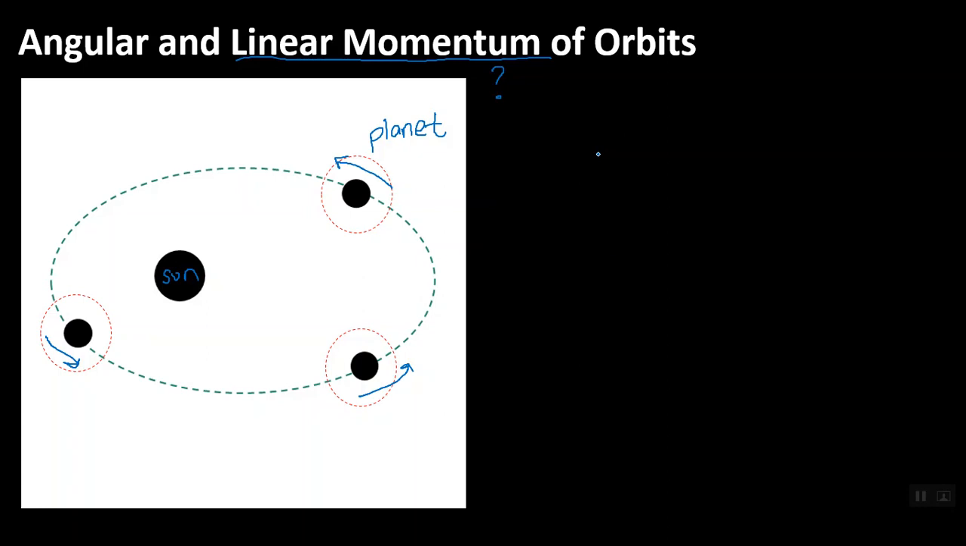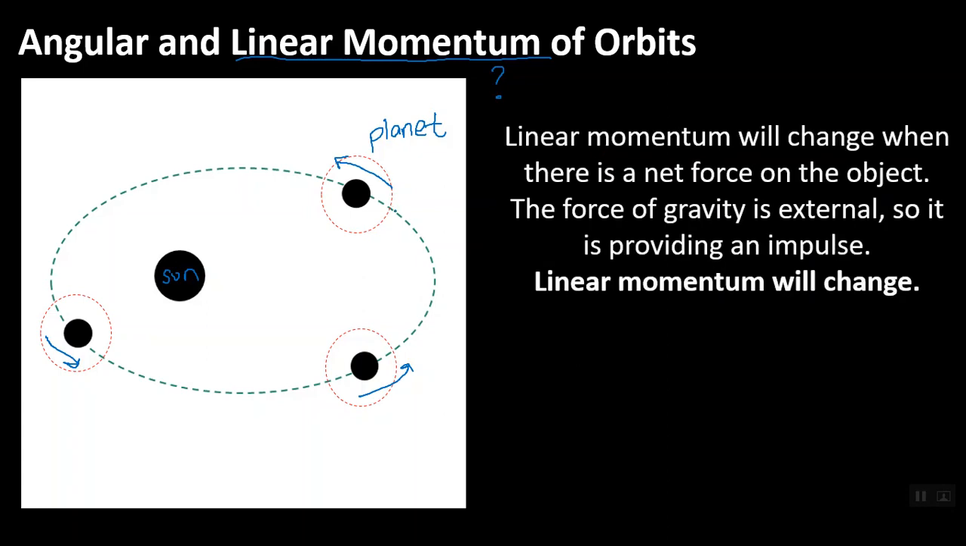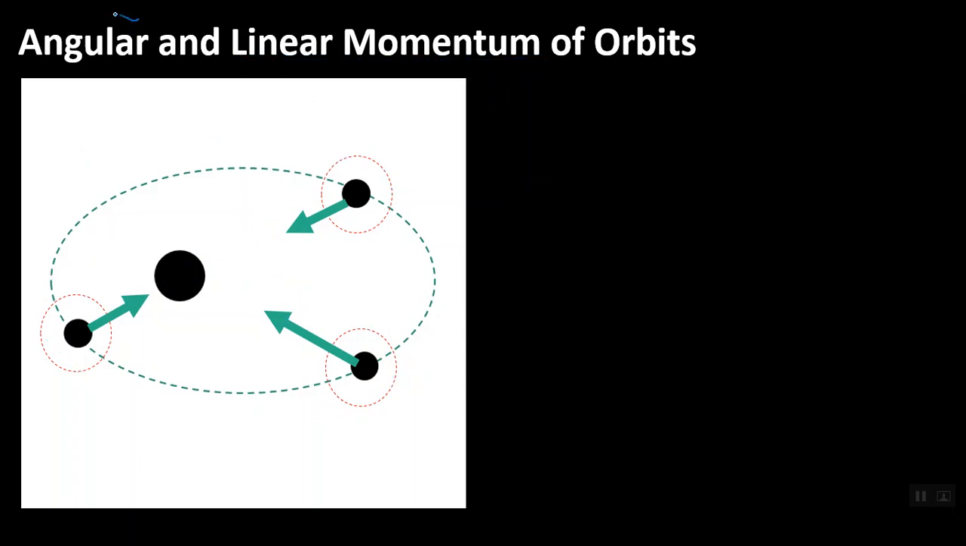Well, the linear momentum is going to change when there is a net external force on the object. If our system is just the planet, there definitely is a net external force. The sun in the center is exerting an external force of gravity that is applying an impulse. So the linear momentum of these objects is definitely going to be changing because we have this net external force from the sun. But what about the angular momentum of these planets? Will the angular momentum change as it orbits around this central sun?